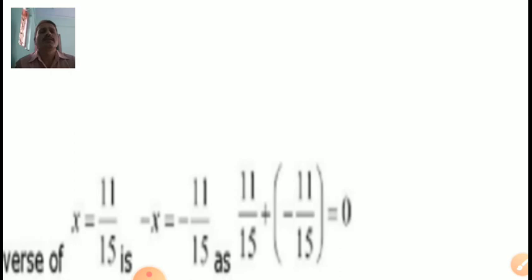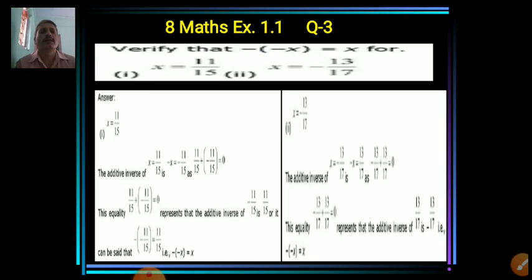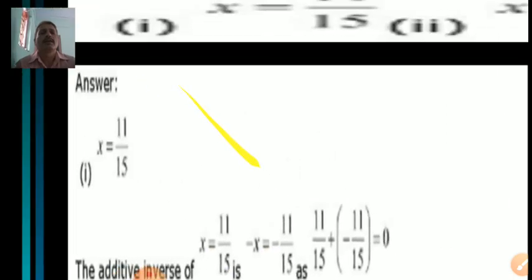Verify that minus of minus x is equal to x. There are two sides, the left side and the right side, that we have to check. See students, the question is here. You can find x is equal to 11 upon 15. Okay, so x is equal to 11 upon 15.